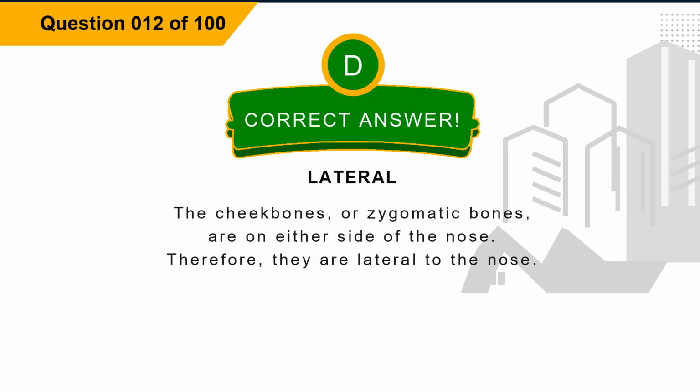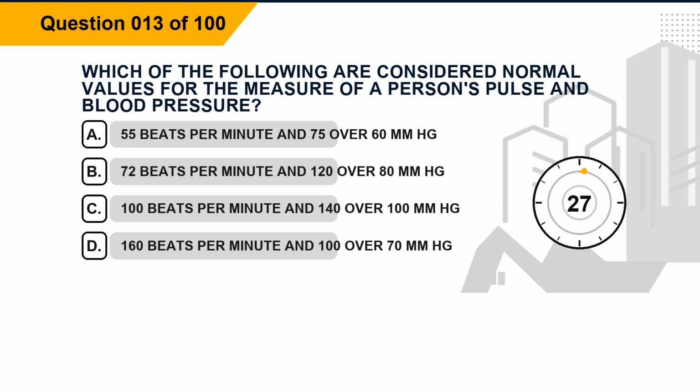Lateral. Explanation. The cheekbones, or zygomatic bones, are on either side of the nose. Therefore, they are lateral to the nose. Question 13. Which of the following are considered normal values for the measure of a person's pulse and blood pressure? Option A. 55 beats per minute and 75/60 mm Hg.